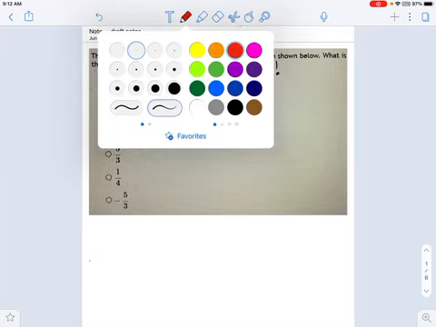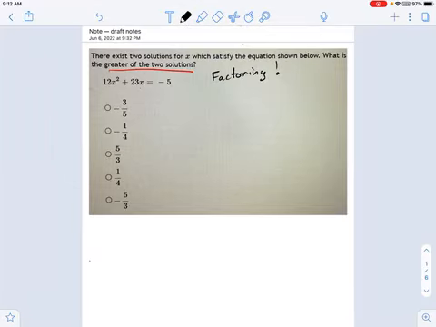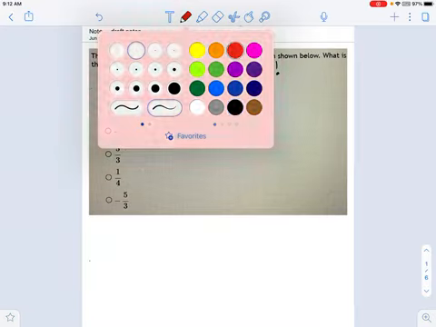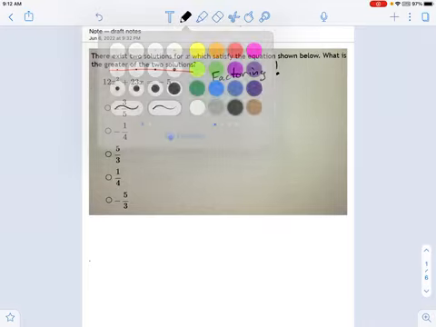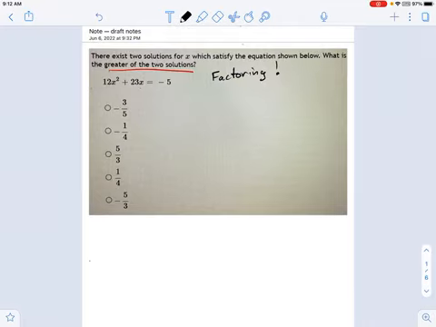This is not an easy factoring job that we have to do. It's because of this 12 in front of the x squared. That's going to make this complicated. But there is a way through it, and you've probably dealt with these things before, even if you're a little rusty. Once I'm done with the factoring, we'll have solutions, and we'll be able to figure out which one is the greater of the two solutions.